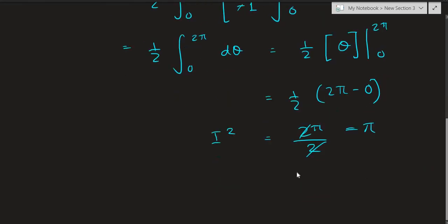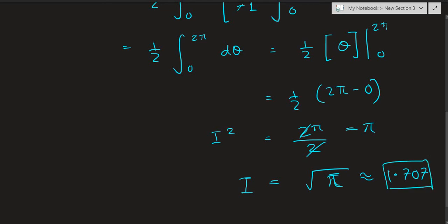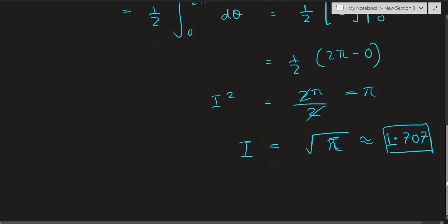that's pi. So taking the square root on both sides, I is nothing but the square root of pi, which is approximately 1.707, and that's the classic way, or the polar coordinates way of calculating the Gaussian integral, because I is just the integral from negative infinity to positive infinity of e raised to negative x squared dx. So that's the complete Gaussian integral, and its value is the square root of pi.